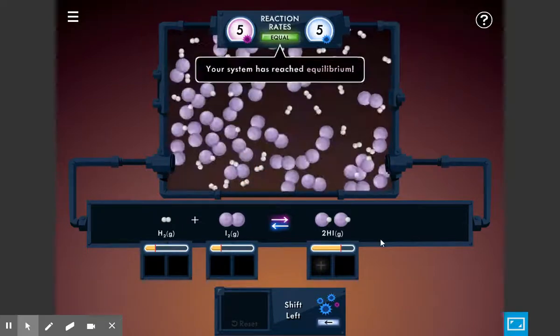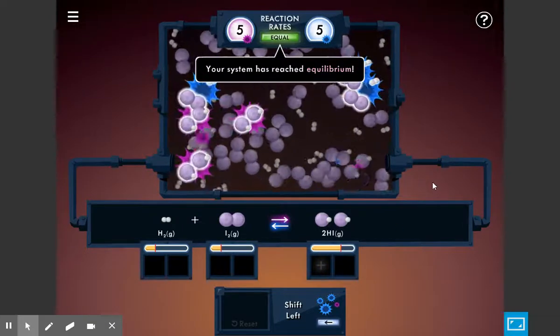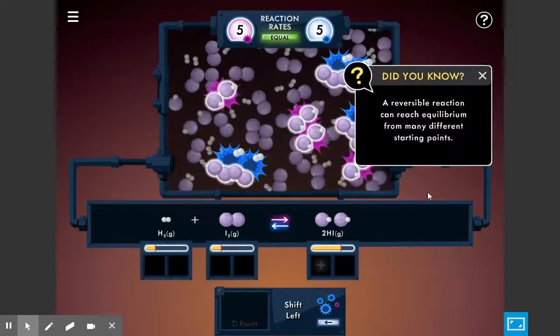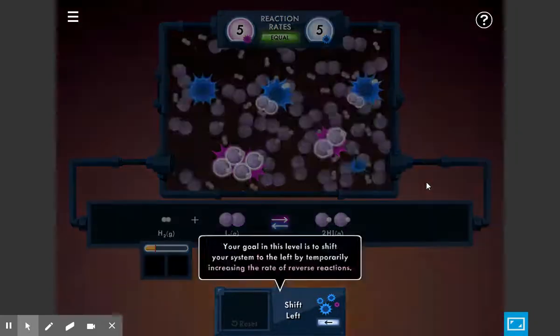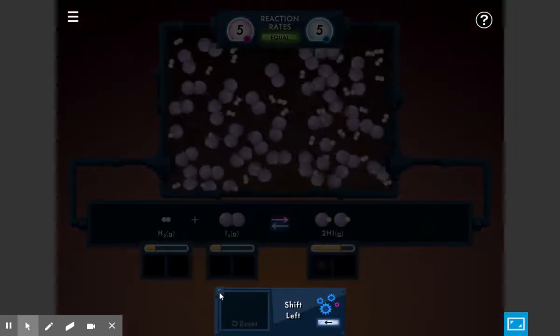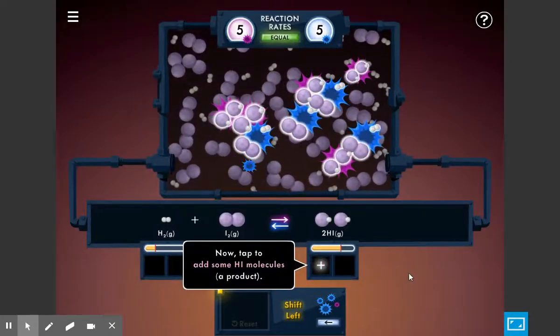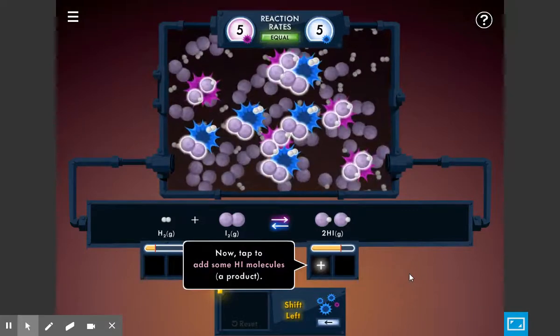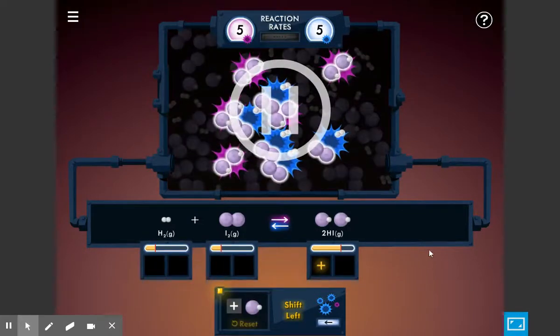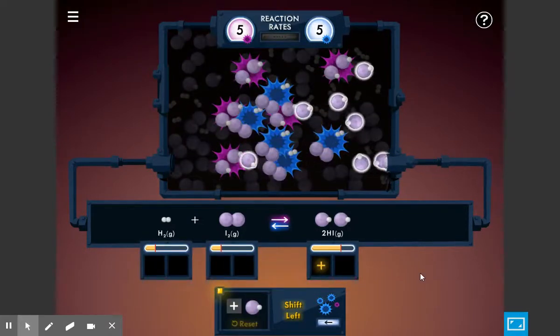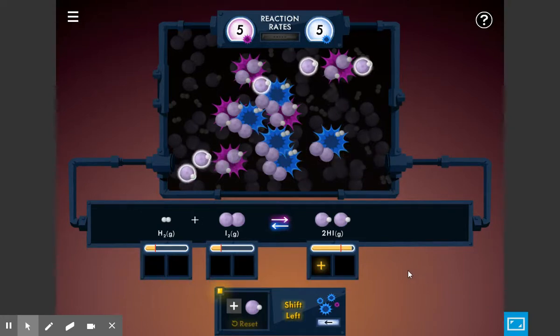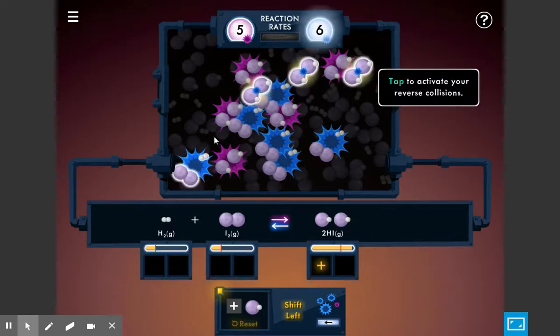If I want to disturb my equilibrium, I'm going to add products, increase my concentration of products, HI. By adding more HI to my system, I'll create more successful collisions for my reverse reaction. This will increase the rate of my reverse reaction, and I have to shift towards the left side to create more H2 and I2.